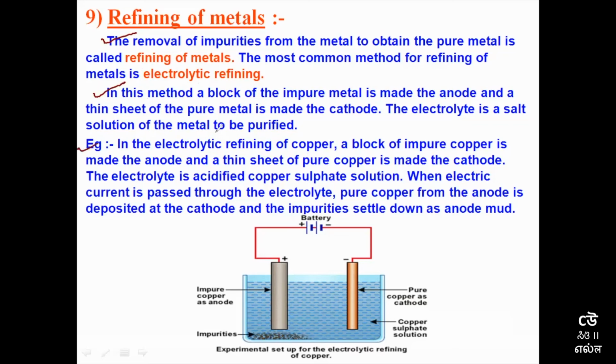Example, in the electrolytic refining of copper, a block of impure copper is made the anode. A thin sheet of pure copper is made the cathode. The electrolyte is acidified copper sulfate solution. When electric current is passed through the electrolyte, pure copper from the anode is deposited at the cathode and the impurities settle down as anode mud. So that is how we can get pure metal after removing all the impurities.